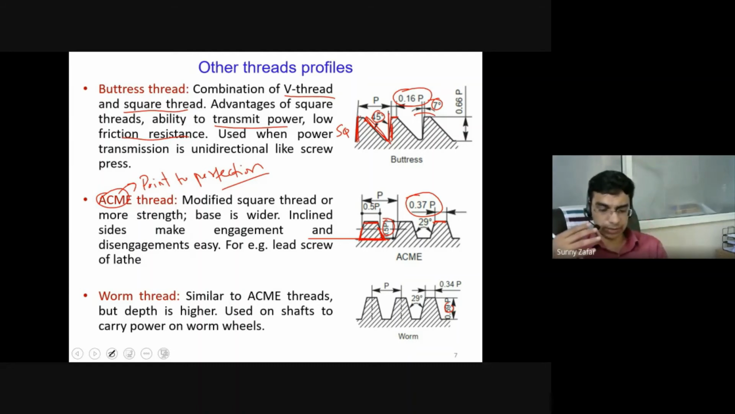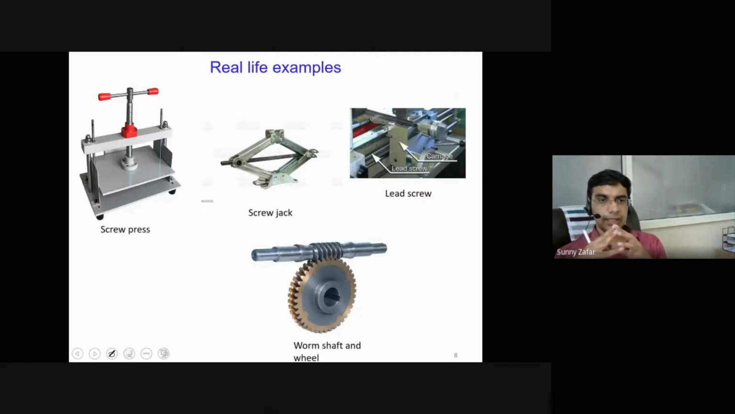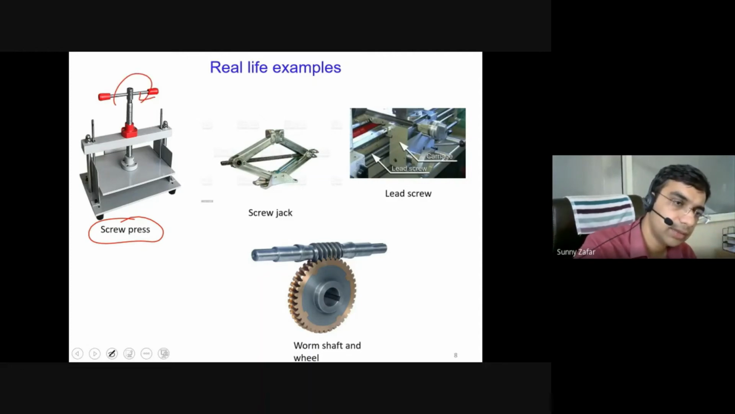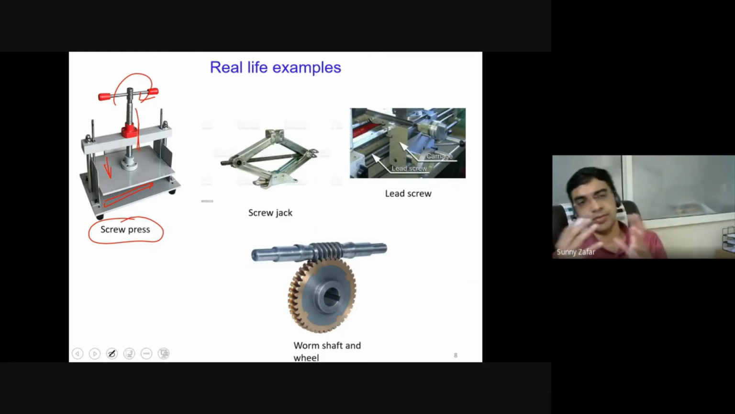So worm thread is typically used in that type of scenarios. So now I'll just share with you the real life examples where these threaded fasteners are used. So as I discussed earlier, there is a screw press. In the screw press, generally what we do is rotate this handle, and basically we are trying to press it or apply force to some material which is kept below. So all this thread which is there is basically some form of threaded fastener. Essentially, these are square threads.